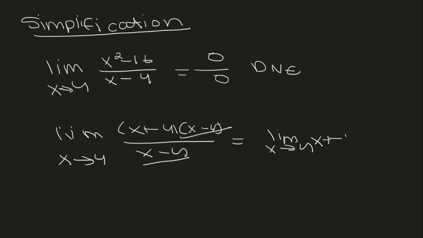Sorry if my handwriting's a bit messy. Now we can solve it using traditional substitution. So plug in 4 into x, 4 plus 4, which gives us 8. And that's our solution. You want to use simplification when substitution doesn't work out, and find ways for terms to cancel each other out and open up so that the end result doesn't become undefined and gives you a real value. Let's try a few more examples.